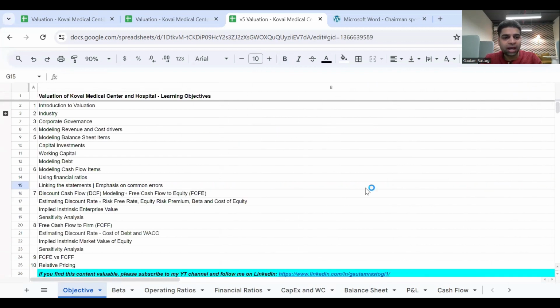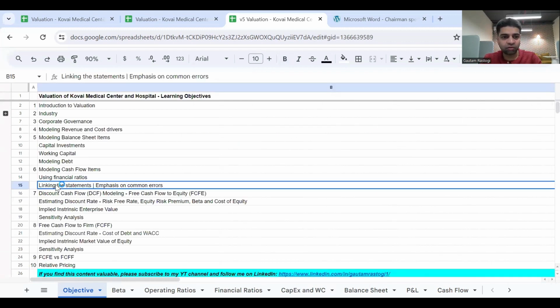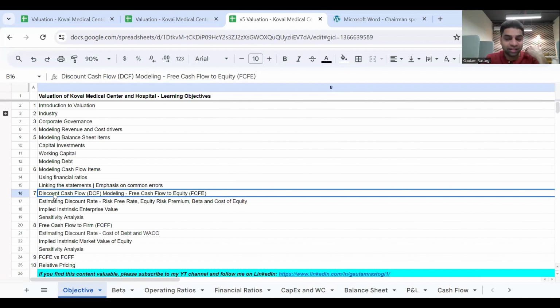Anyways, guys, hopefully this module was helpful. It was shorter than the others because we did the bulk of the work in the previous modules. Now comes the interesting part in the next module, which is discounted cash flow modeling. Now it becomes very interesting. Now we'll do the actual valuation of this business. We'll do the DCF.